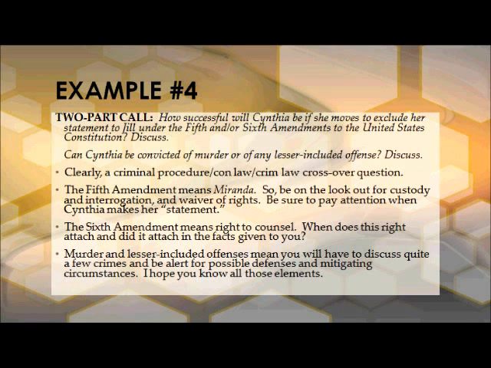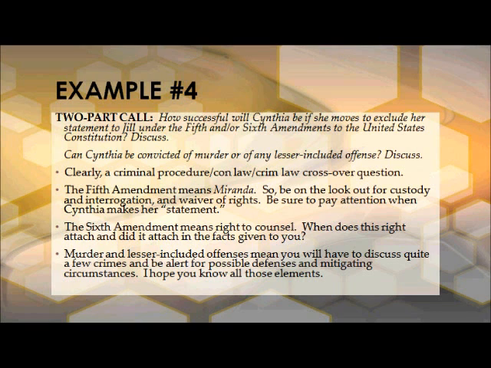And here, example 4, last example, we've got a two-part call. First part, how successful will Cynthia be if she moves to exclude her statement to Jill under the 5th and/or 6th Amendments to the United States Constitution? Discuss. Part 2, can Cynthia be convicted of murder or any lesser included offense? Discuss. All right, so this is a crim law, con law, criminal procedure crossover.